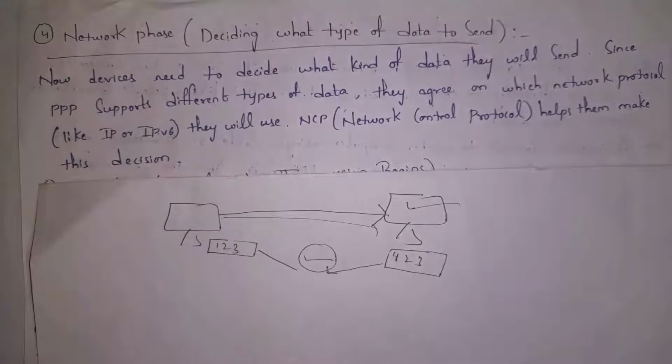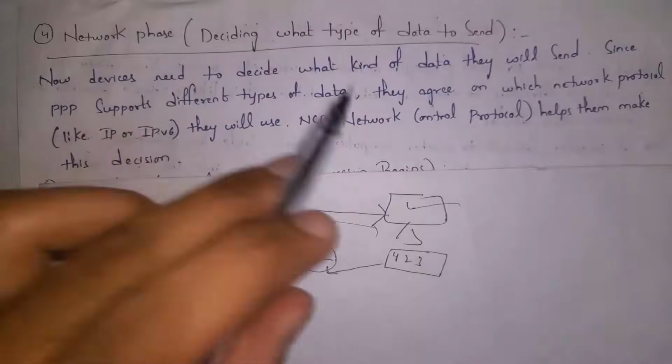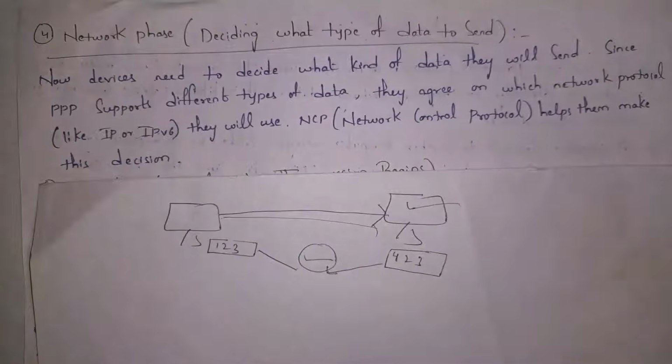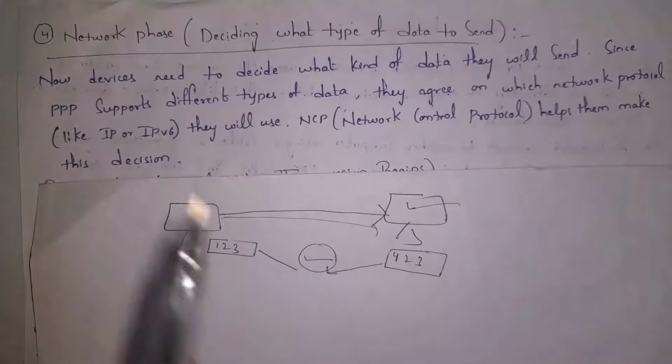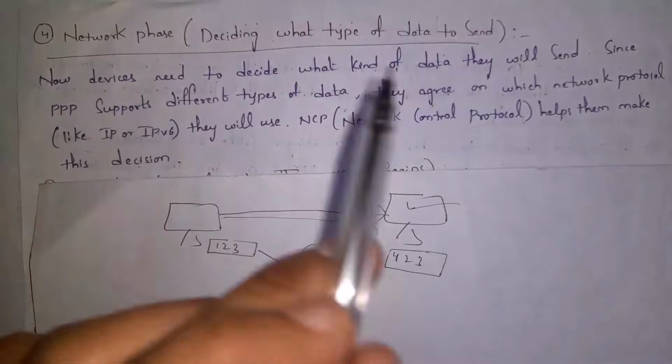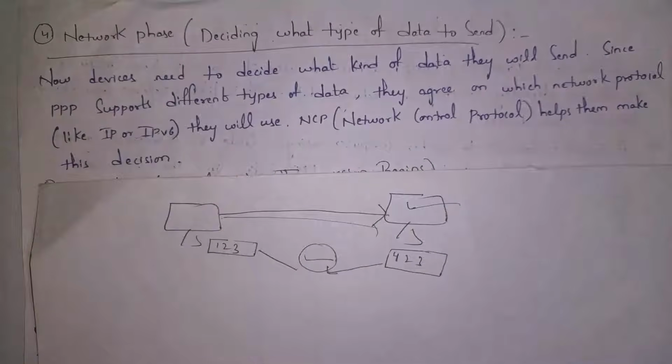By using point-to-point protocol, we can send different types of data. And in network phase, they also need to decide which protocol they will use, like either they will use IP or IPv6. And systems will decide all this by using network control protocol. This is all about network phase.